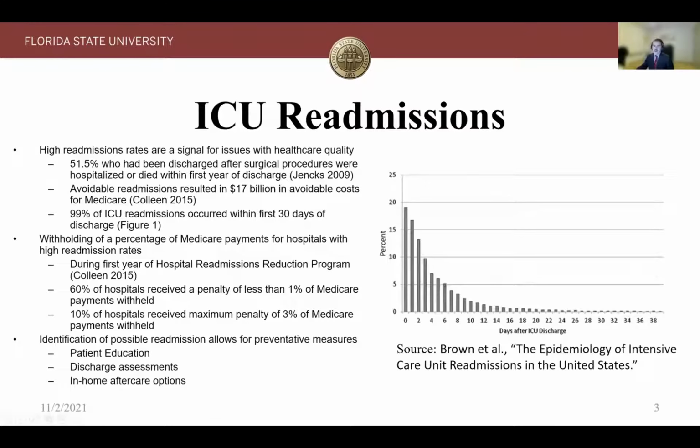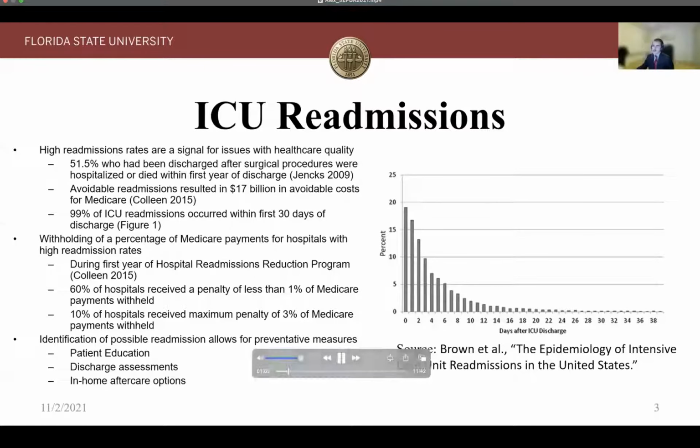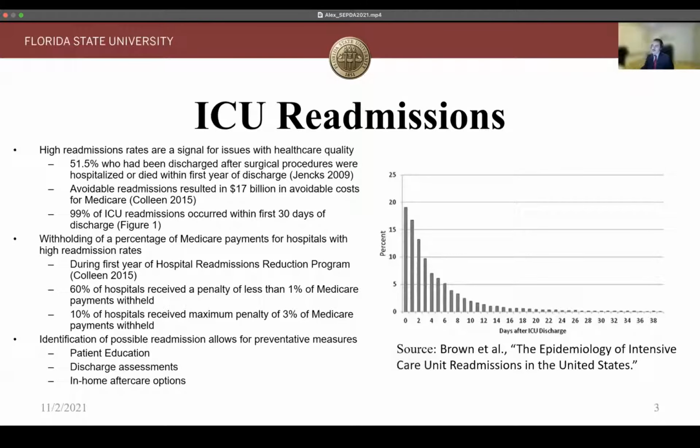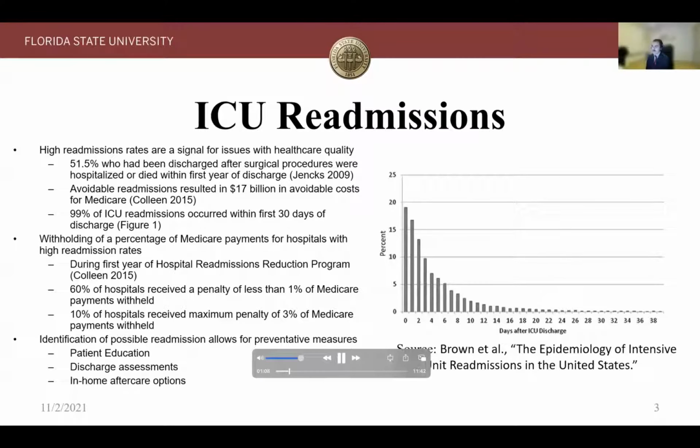Looking at ICU readmissions. A hospital readmission is an episode where a patient who has been discharged from a hospital is readmitted again within a specific time interval. High readmission rates of patients are a signal of issues with healthcare quality, as well as a financial strain on both the patient and the hospital. The cost to Medicare of readmissions in 2004 was over $17 billion of avoidable costs.